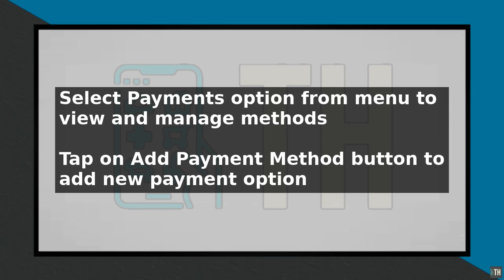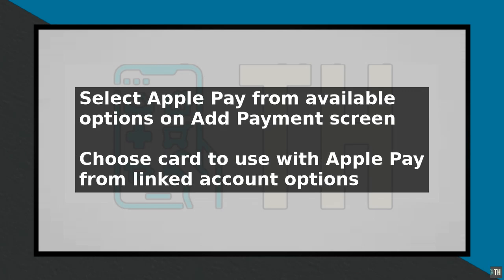If you have not set up Apple Pay before, you will need to add a card to your Apple Pay account. To do this, go to the Wallet app on your iPhone, tap on the plus sign, and follow the prompts to add a new card. Once you have added a card, go back to the Uber app and select Apple Pay as your payment method.